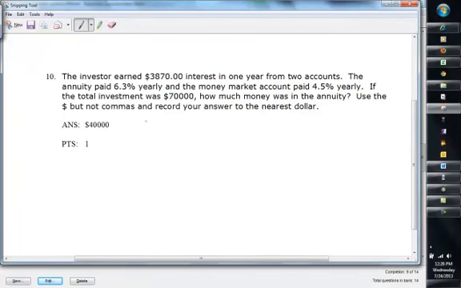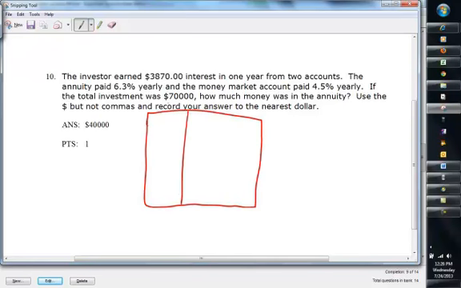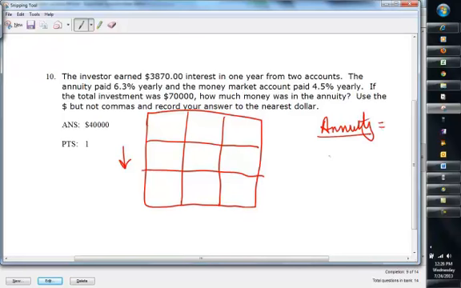So in this case, we've got 2 equations to set up. I always like to draw a box. I probably should have drawn a box for the last one too, but I didn't. We're going to add going down. Okay, how much money was in the annuity? That's what we're looking for. And then the money market is the other one. Those are our two amounts.